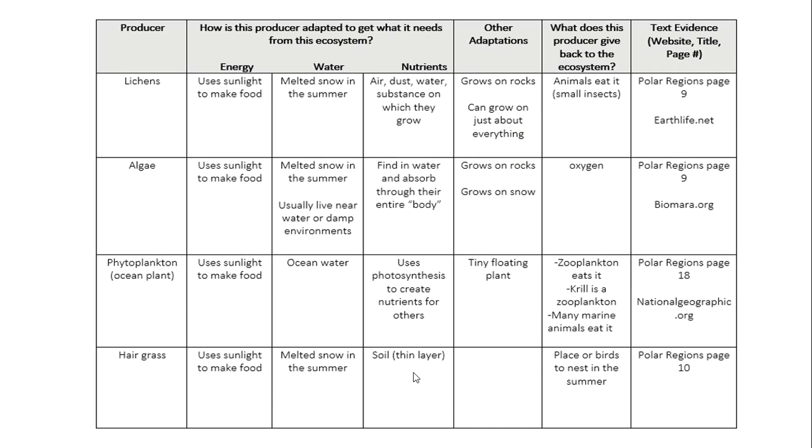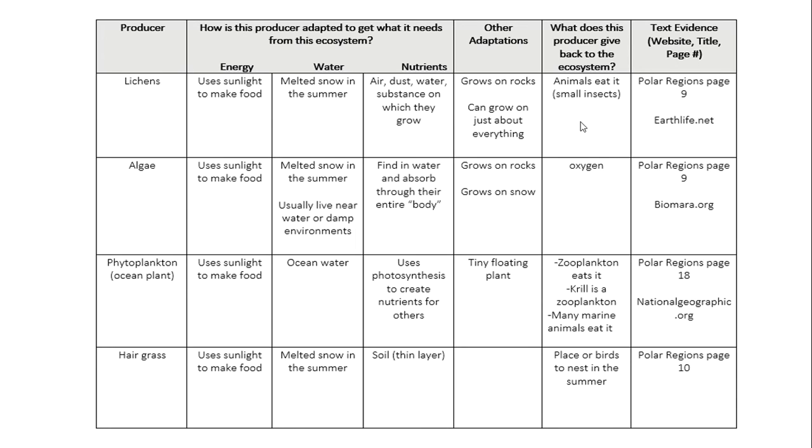So here's an organizer that I filled out on Antarctica. Towards the end of my research, I only ended with 1 blank box here, but I ended up finding out information about lichens, algae, phytoplankton, and hairgrass. How do they obtain energy? Use sunlight to make food, water, melted snow in the summer, nutrients, they get it from air, dust, water, and the substance on which they grow. Other adaptations, they can grow on rocks and grow on just about anything. What do they give back? Animals eat it. And I've got my text evidence there as well.